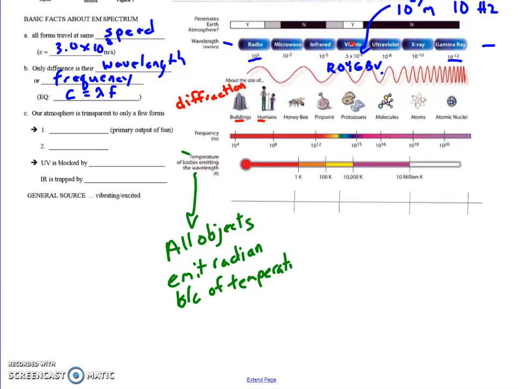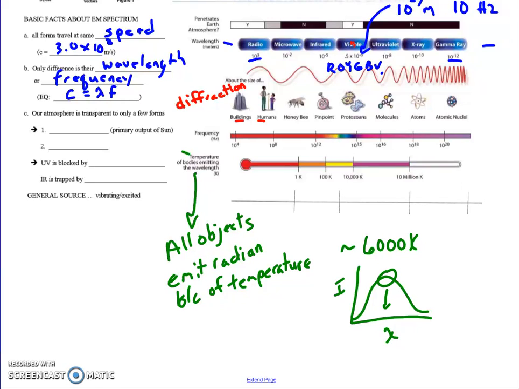So a classic example is the sun. The sun's temperature is around, at least at the surface of the sun, 6,000 degrees Kelvin. And because its temperature is around 6,000 degrees Kelvin, if I look at the intensity output of the sun in various wavelengths, I will see that it follows a spectrum like that. And most of the light is in this part, which is visible. Okay?